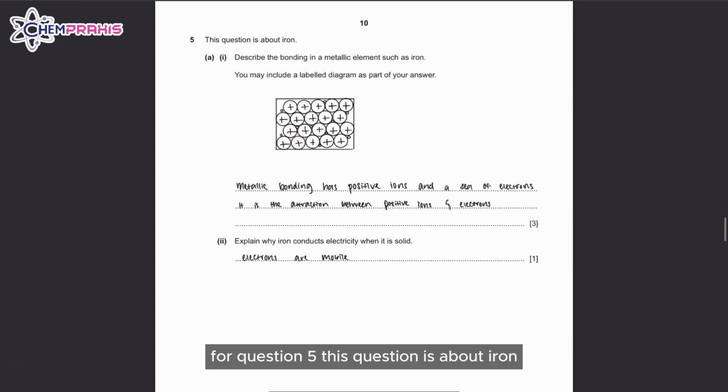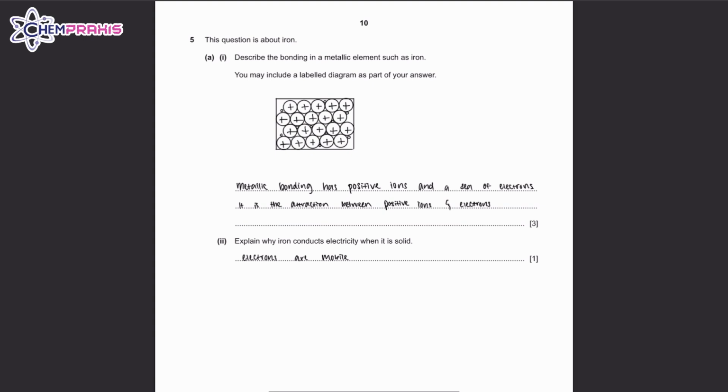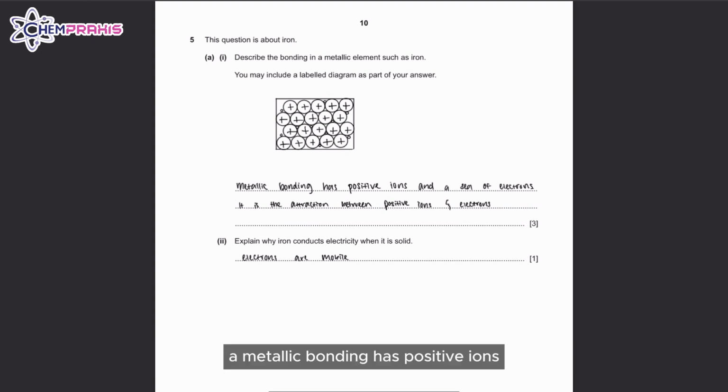For question 5, this question is about iron. Describe the bonding in a metallic element such as iron. A metallic bond has positive ions and a sea of free-moving electrons. It is the attraction between positive ions and electrons. The diagram that you draw should resemble something that is on the screen.